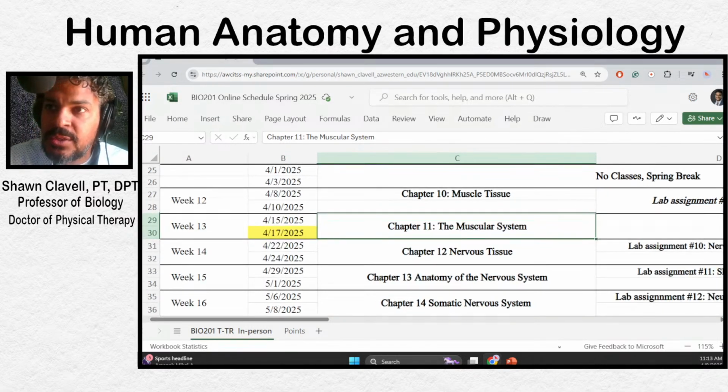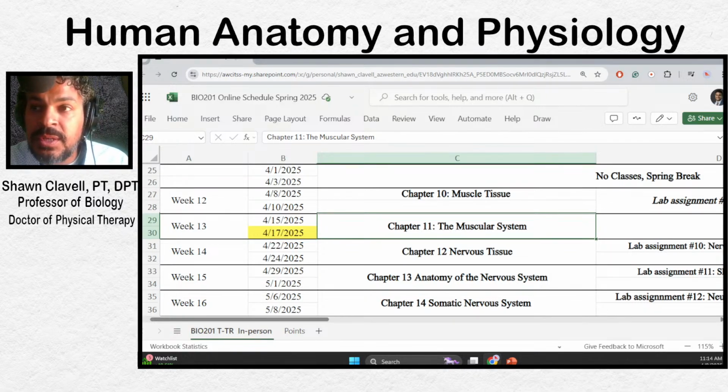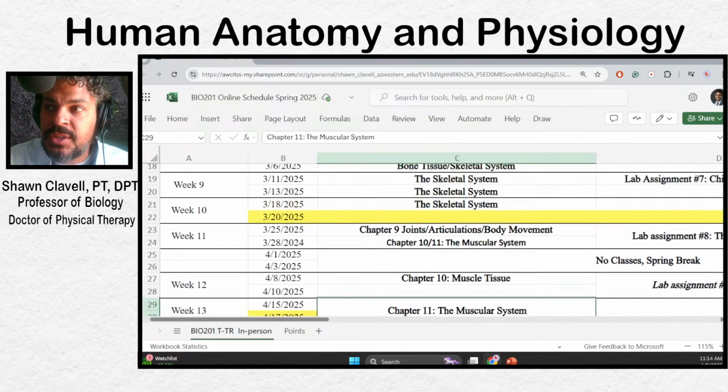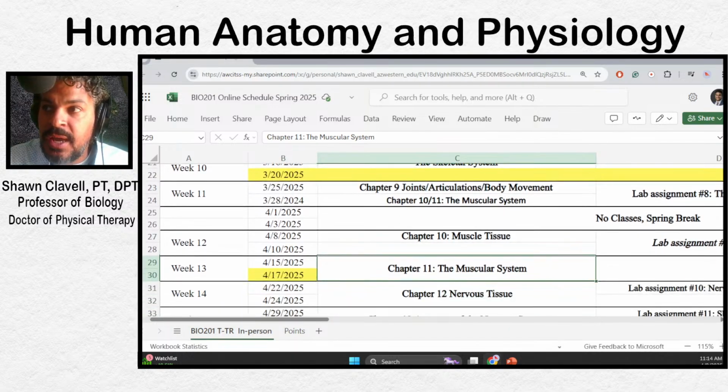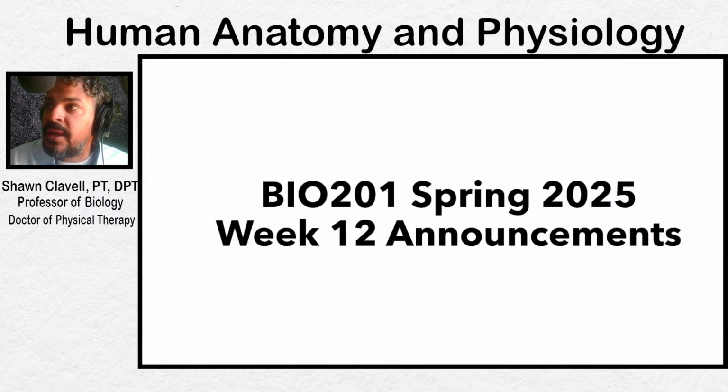So if you can see here, we're in week 12. On 4/17, the test will open, right? So on the 17th of April, next week, a week from tomorrow, that is Thursday, the test will open. It will stay open until Sunday. I'll go over some of the more details about what's on the exam next week. But primarily, as you can see here, Chapter 9, Chapter 10, Chapter 11 material, the joints, articulations, and body movements, as well as muscle tissue.